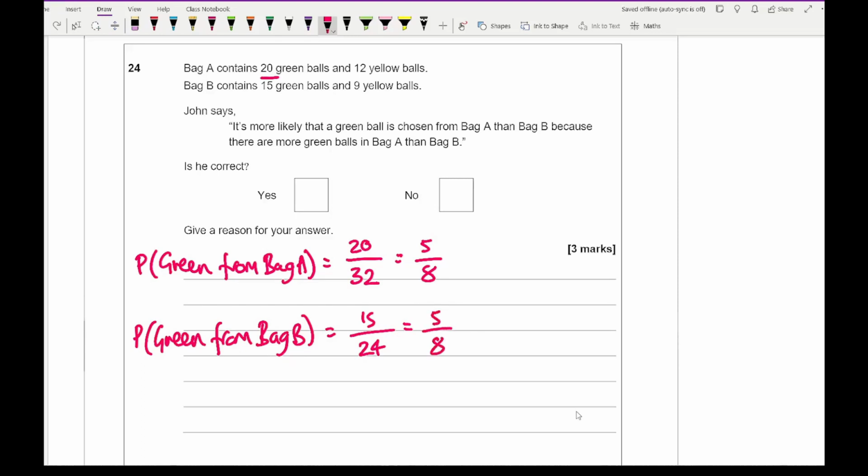And as you can see, the probabilities are the same. So is there more chance of getting a green from bag A than bag B? The answer is no, because the probabilities are both the same.